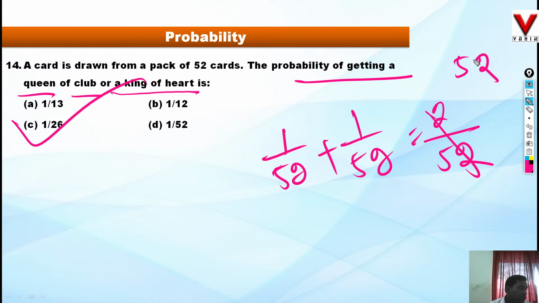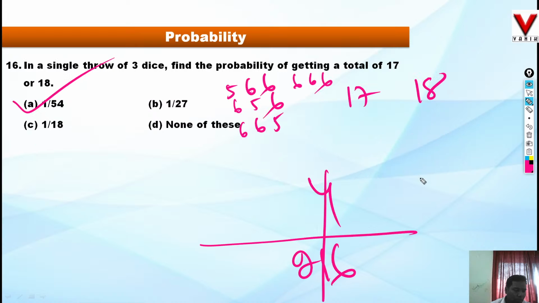Question number 16. In a single throw of 3 dice, find the probability of getting total 17 and 18. Total outcomes 216. 17 means 5 6 6, then 6 5 6, then 6 6 5. 18 means 6 6 6. 4 by 216 means 1 by 54. Option A is our answer. Then come to the next number.